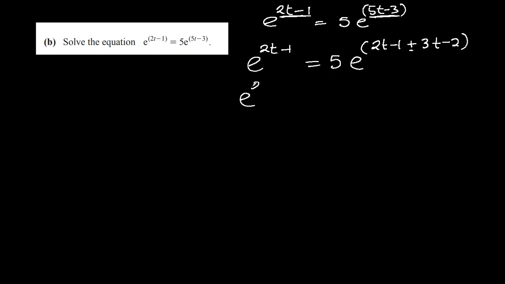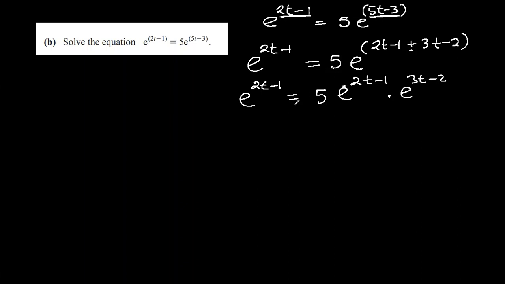e to the power 2t minus 1 equal to 5 e to the power 2t minus 1 times e to the power 3t minus 2. Now, most of you may think that we can cancel this. Both of them are multiplying the same thing, we can cancel this. But no, we should not do this. If you do that, there is a chance that we will lose one of the answers.